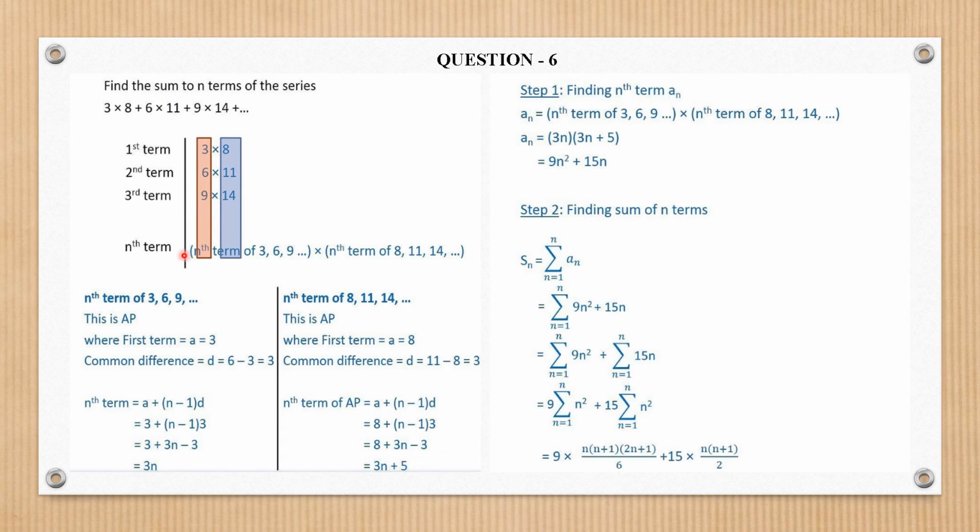Now since it is the combined one, the nth term is 3n into this, so this is 9n square plus 15n. So again apply the formula for this. It will be 9 times summation n square plus 15 times summation n. So 9 times summation n square, you know, n into n plus 1 into 2n plus 1 by 6, plus 15 times n into n plus 1 by 2, summation n.